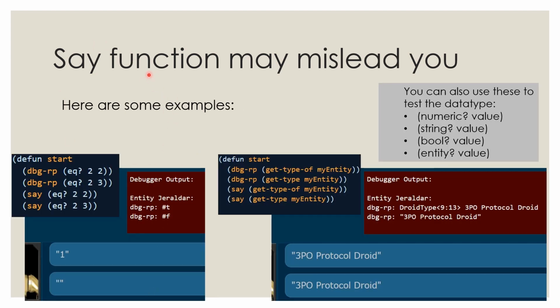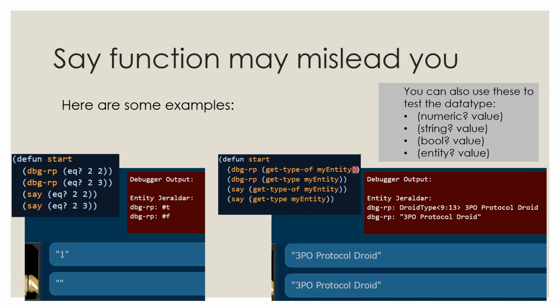So here are some examples. In this case, I use the equal Boolean, which asks whether these two numbers are equal, and if it is, it returns true, and if it's not, it returns false. And that shows when you use the debug, but when you put it in the say function, it takes that true and turns it into a 1, and it takes a false and returns it into a nothing.